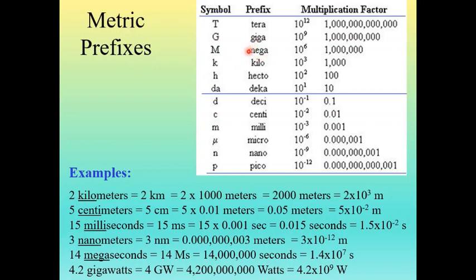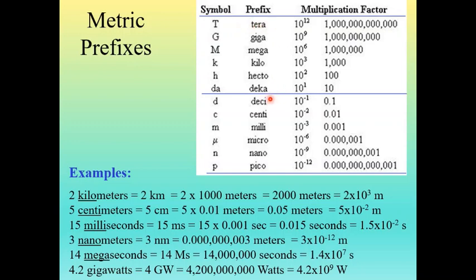Mega is another one that's used quite often. Mega means 1 million. That's 10 to the 6th power. And mega has a symbol of an uppercase M. It's important to use the right case here. It's case sensitive because notice lowercase m means milli, which is 1,000th. So that's very different than mega, which is 1 million. And then it goes up from there. Giga is for a billion, and tera is for a trillion, which is 10 to the 12th power.